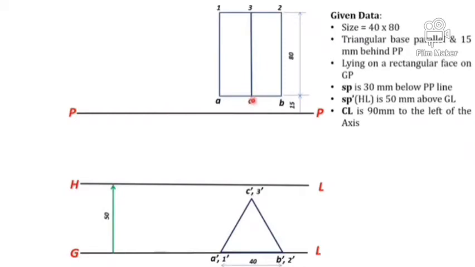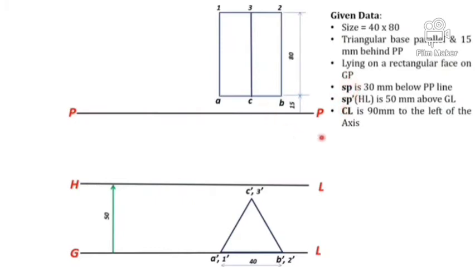One triangular base is parallel to PP, so you can draw this line parallel with the PP line, and this base is 15 mm behind PP. It is given behind PP, so we draw this line 15 mm above the PP. The height of the prism is given as 80 mm, so you can complete the top view of the prism. Now we need to locate the station points, front view and top view.